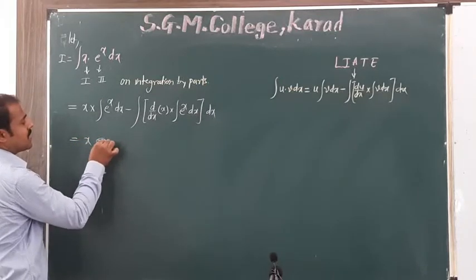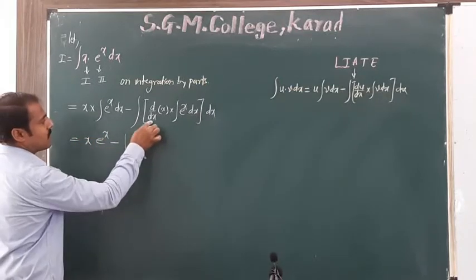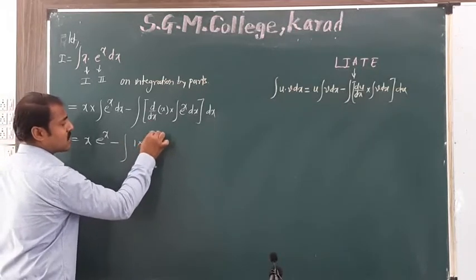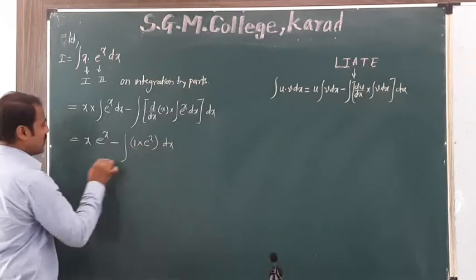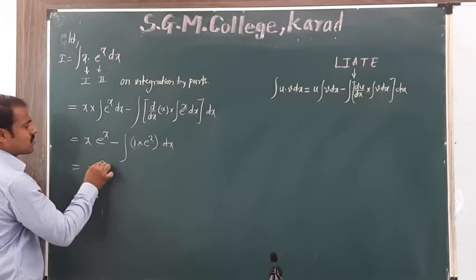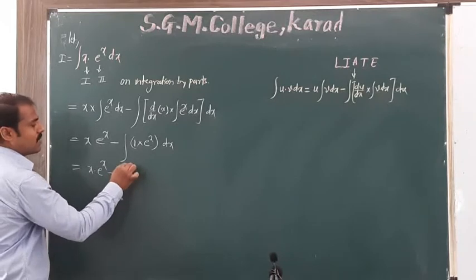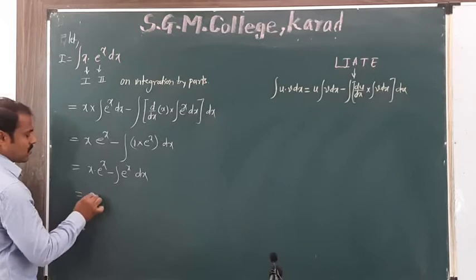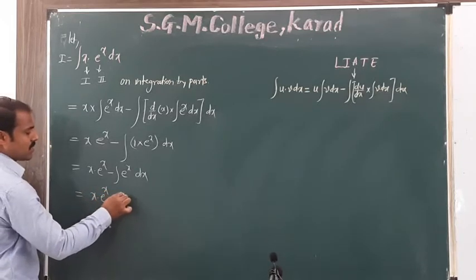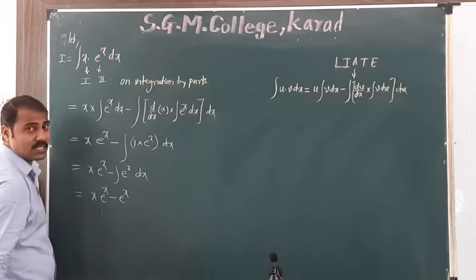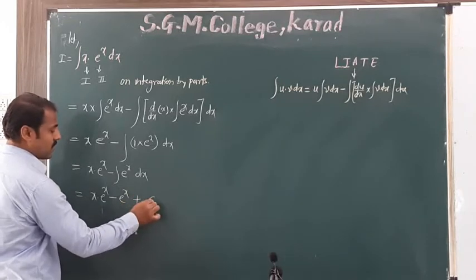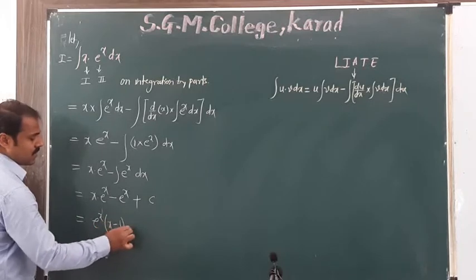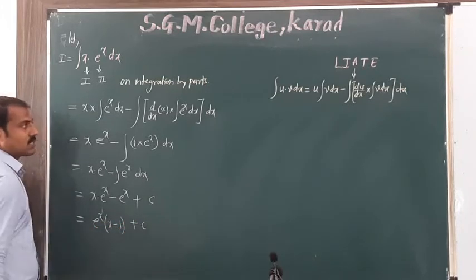So here is the formula used in our example, which is equal to x as it is into integration of e raised to x, which is again e raised to x, minus integration of d dx of x is 1, into integration of e raised to x is e raised to x dx, which is equal to x into e raised to x minus integration of 1 into e raised to x, which is e raised to x dx, which is equal to x into e raised to x minus integration of e raised to x, which is again e raised to x, so e raised to x plus c. Taking e raised to x common, it's x minus 1 plus constant of integration c.